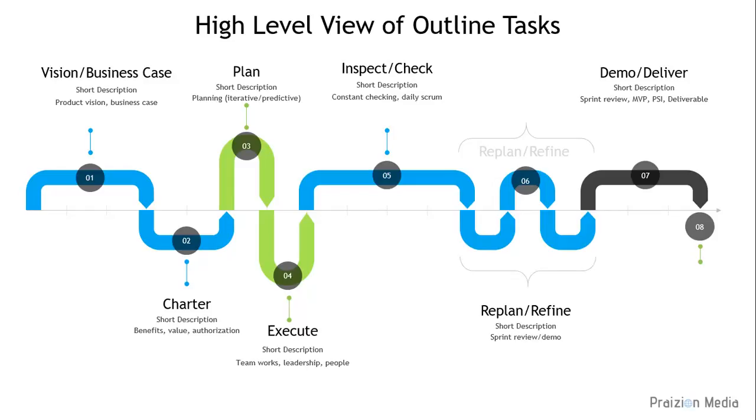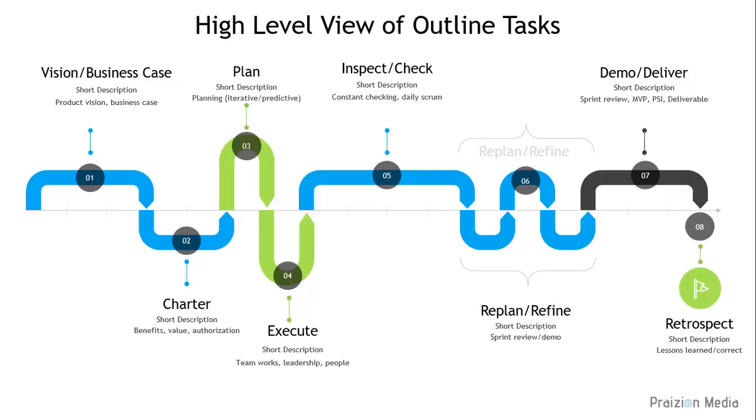In the world of Scrum, we plan, we replan, we refine the backlog, we plan for the sprint as well. So planning also happens in the world of Agile, just in a different way. The demo, the delivery, terms such as sprint review and MVP and PSI, those should be well known by you for your exam. Ultimately, there's going to be a retrospective. There's going to be a lessons learned. There's going to be a review of what happened and looking for ways to improve.